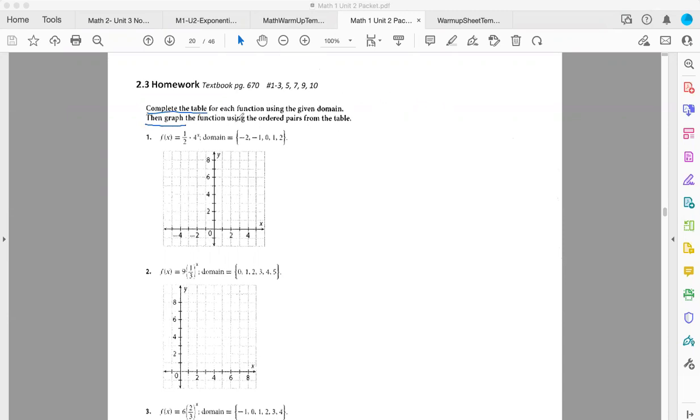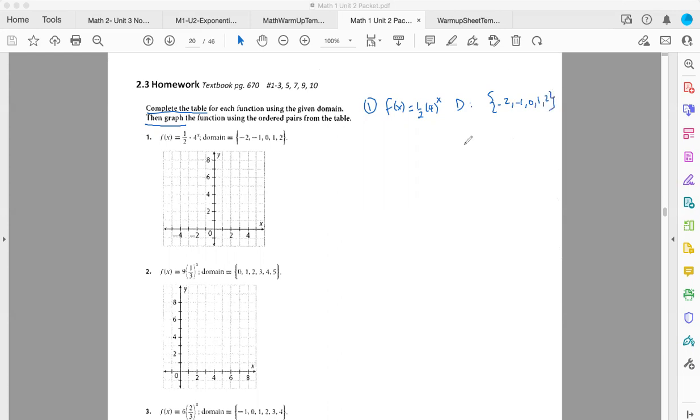So when the information is presented in this format, you have a function for number 1, f of x equals 1/2 multiplied by 4 to the x. And remember, I prefer that b, which is basically your growth or decay factor, in this case 4, to be in parentheses. Here you're given the domain, which is -2, -1, 0, 1, 2.